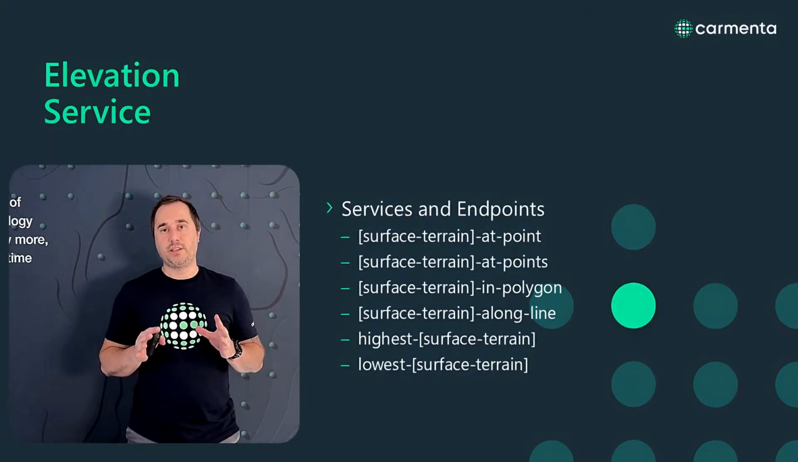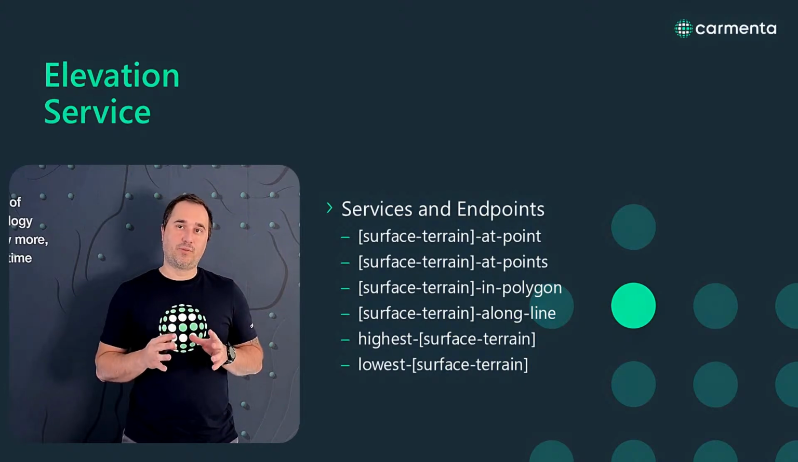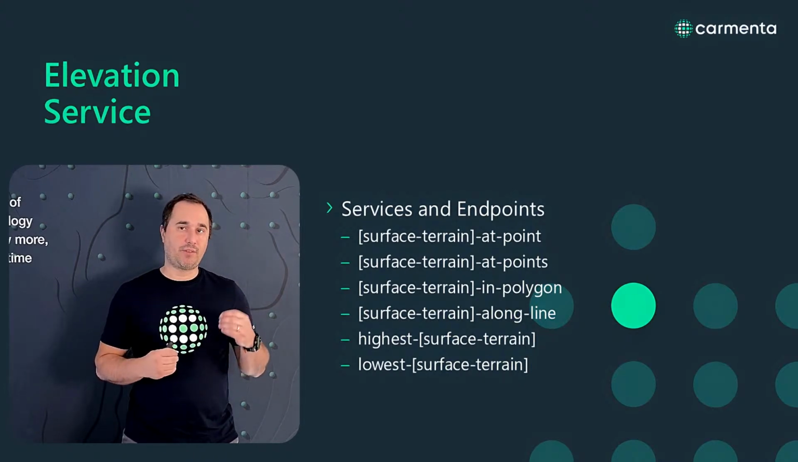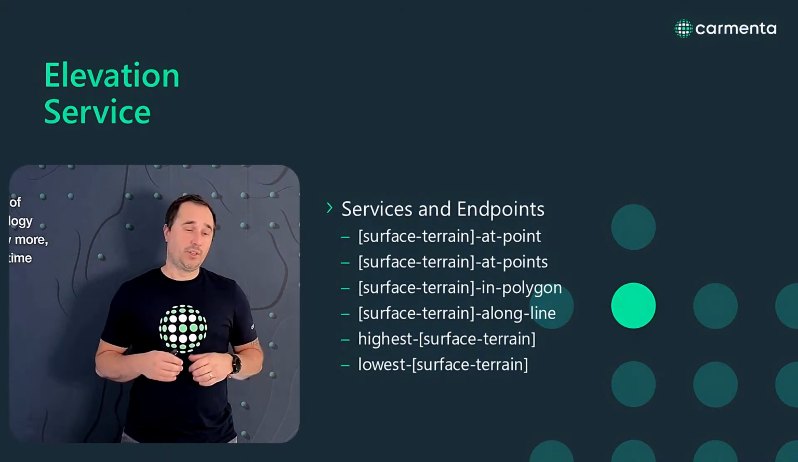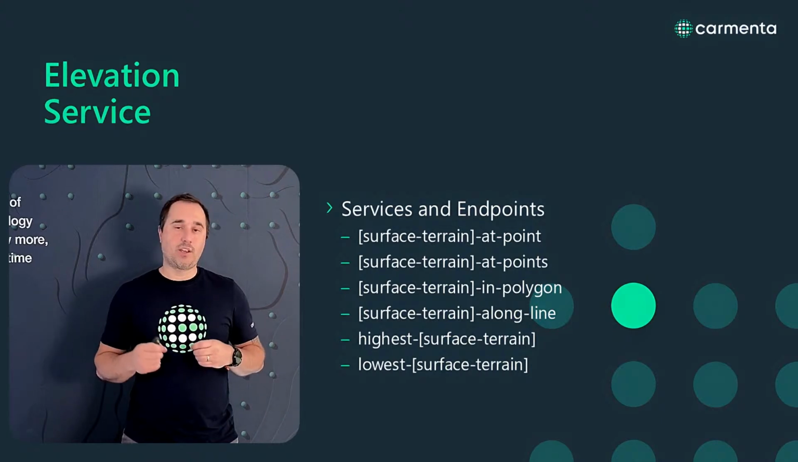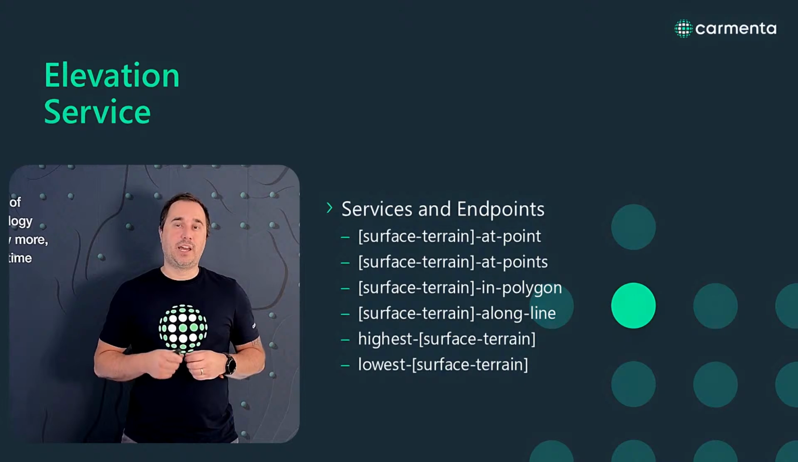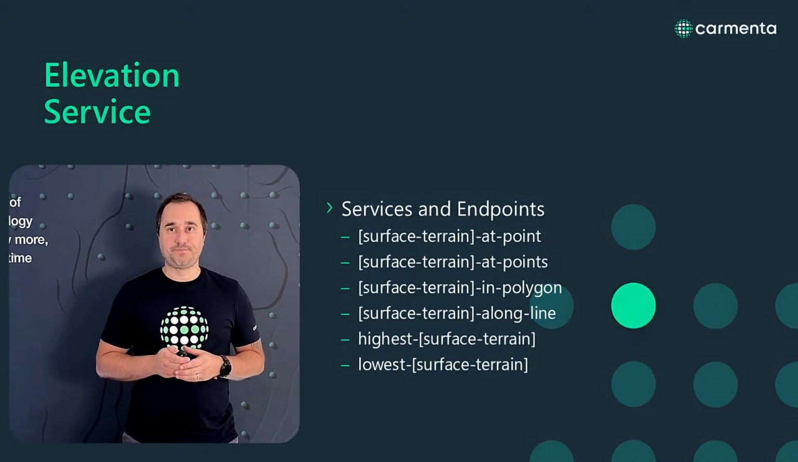So let's start by having a look at what we call the elevation service. This is used for retrieving various types of data from given geographical points or areas. Just to give you a few examples of how it can be used, you could use it to determine the exact height of takeoff and landing sites, calculate terrain profiles along a flight path, identify potential obstacles based on elevation changes, and much more.